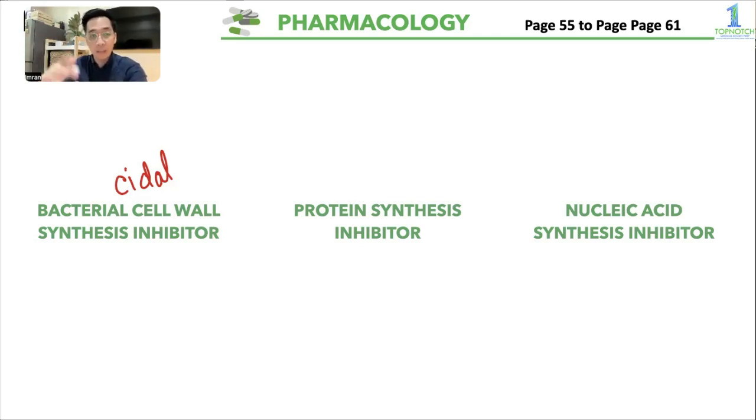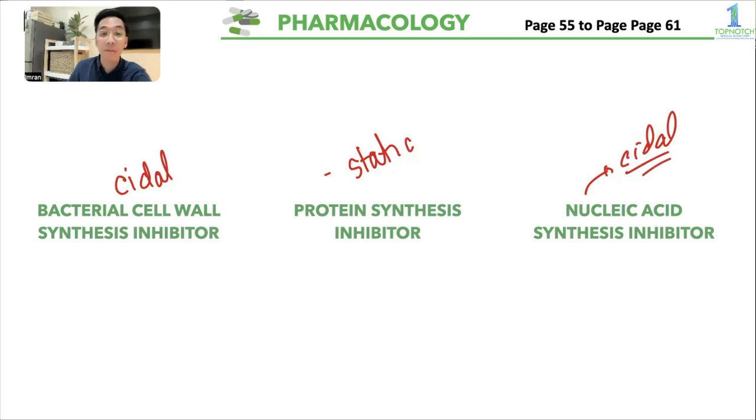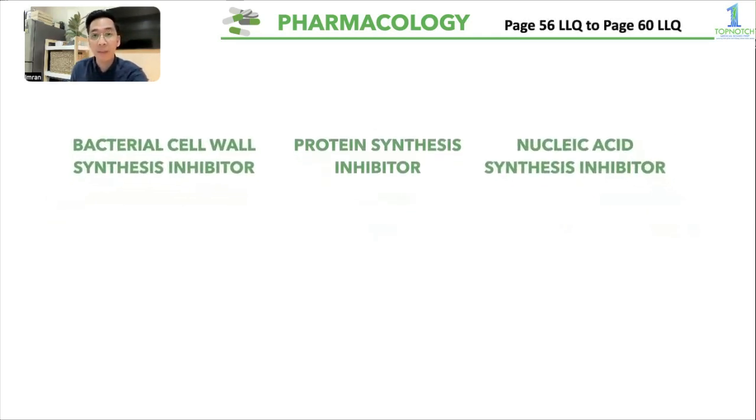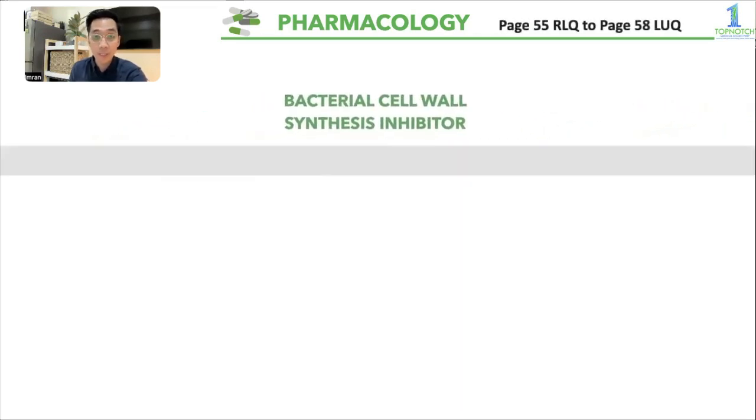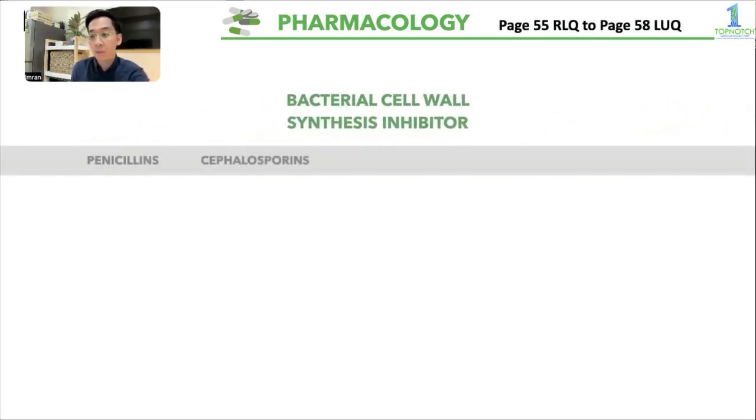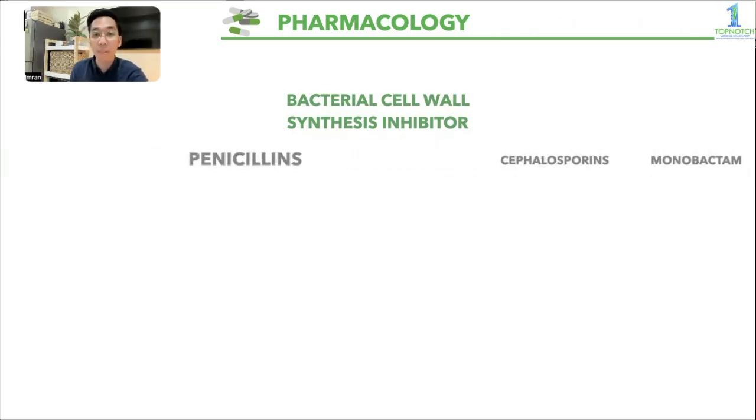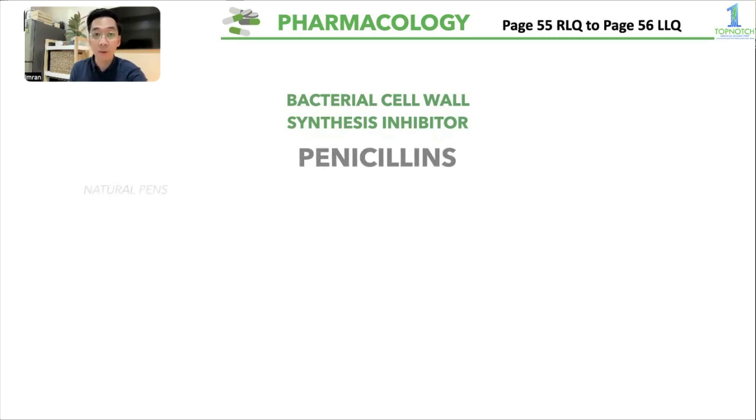So lahat ng nandito sa bacterial cell wall synthesis inhibitor are bactericidal agents, while your protein synthesis inhibitors are bacteriostatic agents, most of them, except for some that I will be discussing later. And yung nucleic acid synthesis inhibitors natin, pag sabay silang binigay, they can also be bactericidal. So ito yung tatlong main divisions of your antibacterials. Let's start with your bacterial cell wall synthesis inhibitors. You have the following: penicillin, cephalosporin, the monobactams, the carbapenems, and the others. So let's start first with your penicillins.